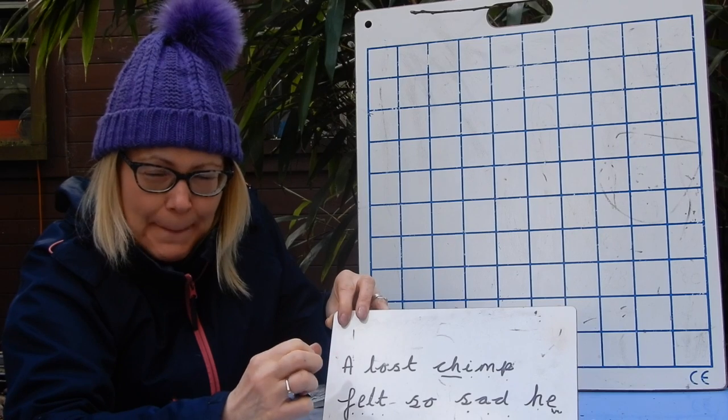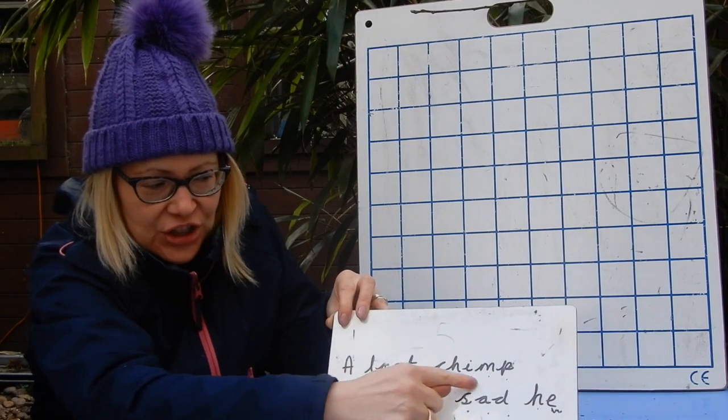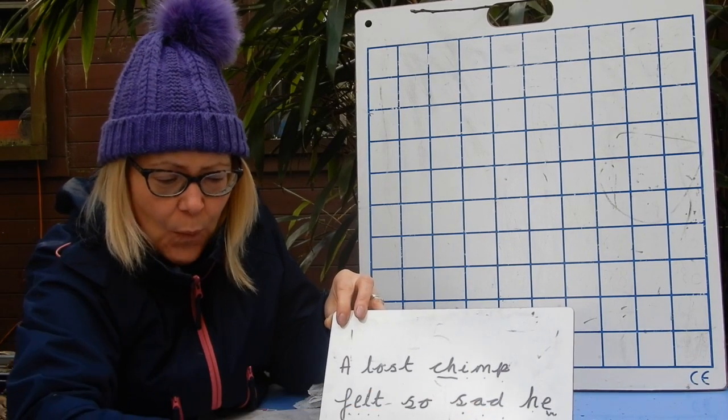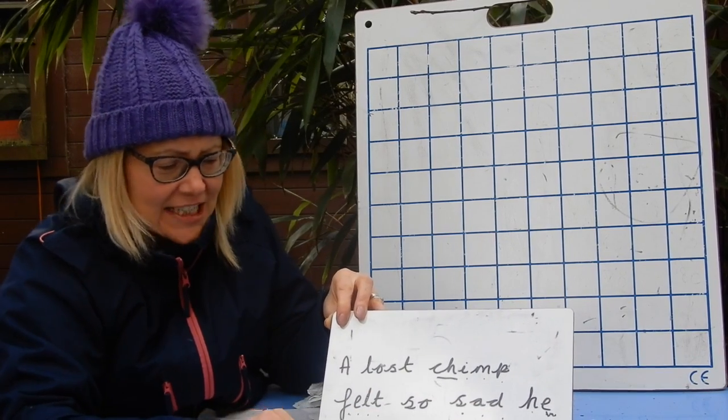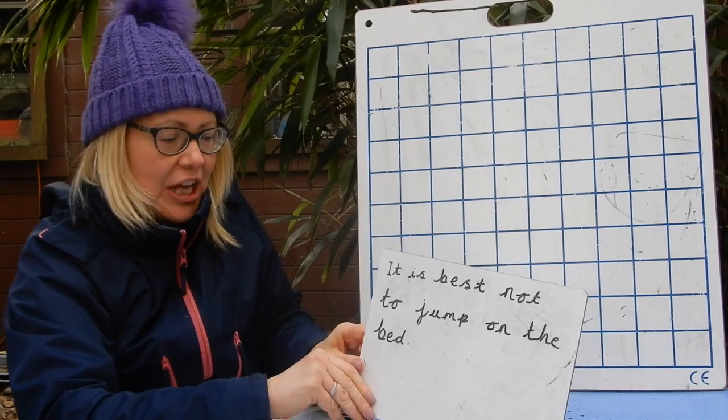Wept, wept, wept, wept. A lost chimp felt so sad he wept. Oh, it's a very sad sentence. Hopefully he finds his mum. I'm now going to turn it over.